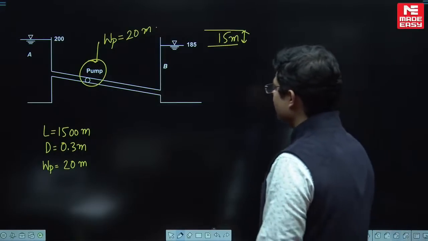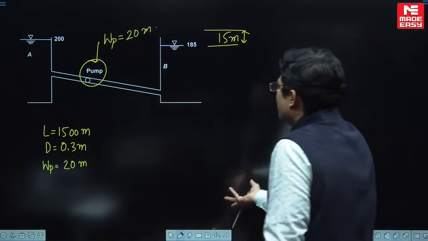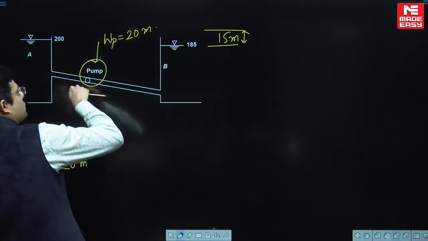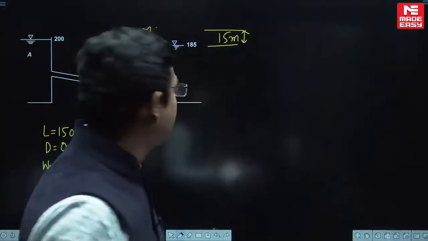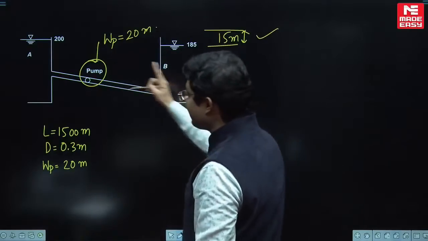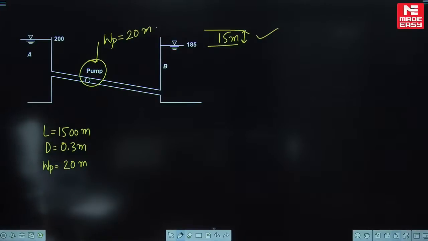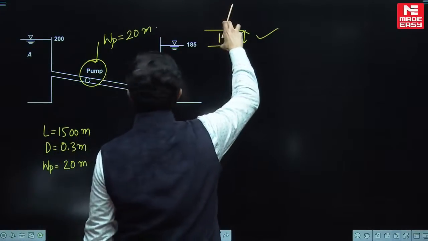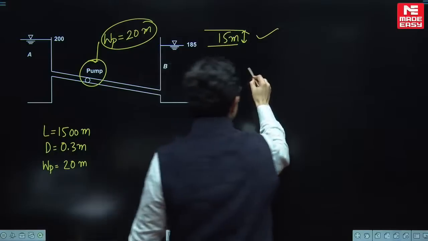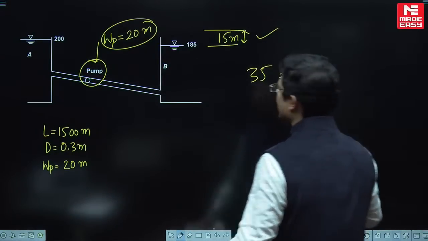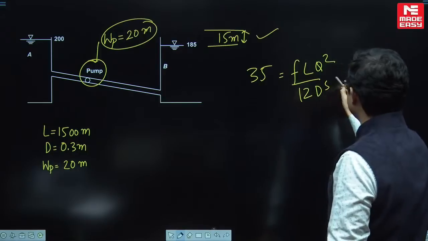So therefore apply the general Bernoulli's equation between A and B. Or if you don't want to apply Bernoulli's equation, this is energy given to the fluid. So how much head is actually available for making the fluid to flow? See, 15 meter, this is an important question. Look here on the board, this is 15 meter and this is 20 meter, this is energy available. So total head available is 35 meter for making the fluid to flow, and that should be equal to the loss in the pipe, fLQ square by 12d to the power 5.